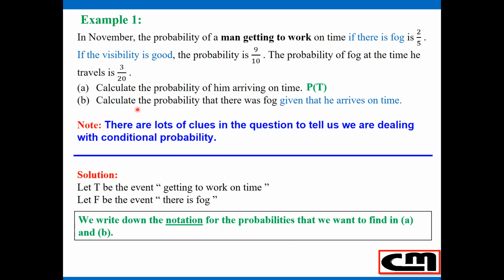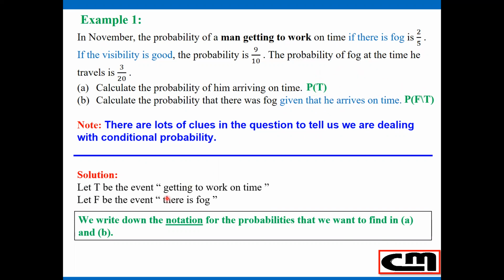Then the same, calculate the probability that there was fog, given that he arrives on time, right? So now that one is a conditional probability. Using our variables, we are simply saying it is the probability of F, given that he arrives on time, that is the T. So these are the two probabilities that we are supposed to calculate, and we have symbolized them, which is good.